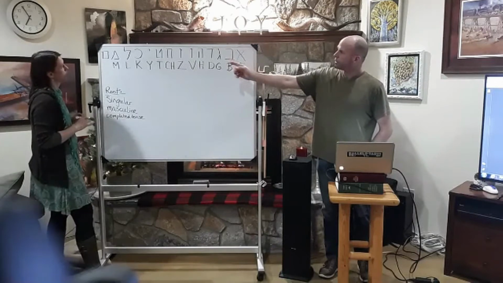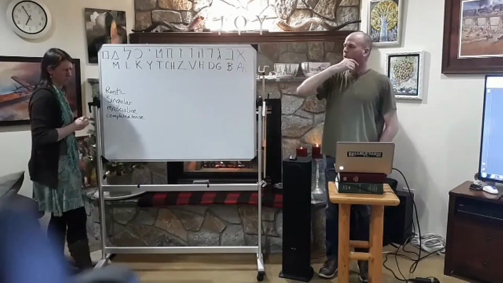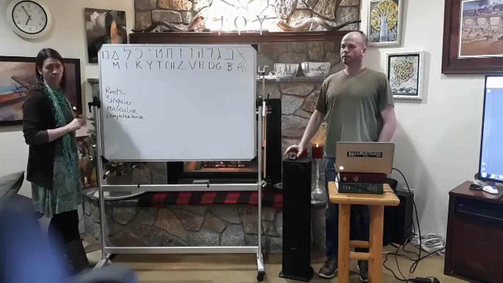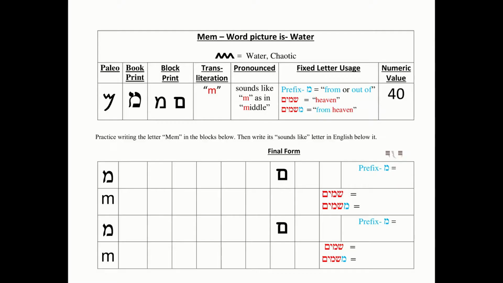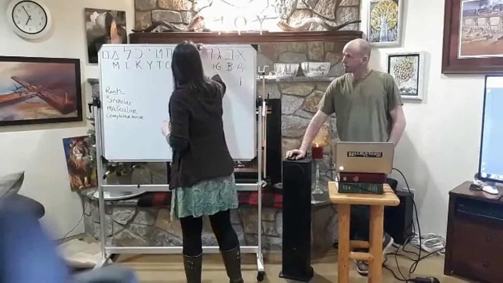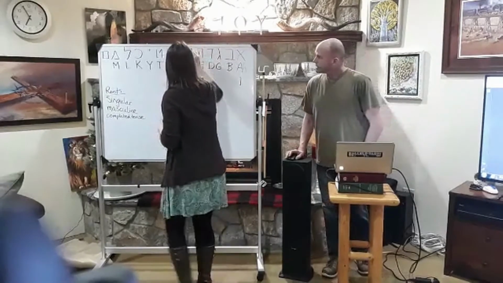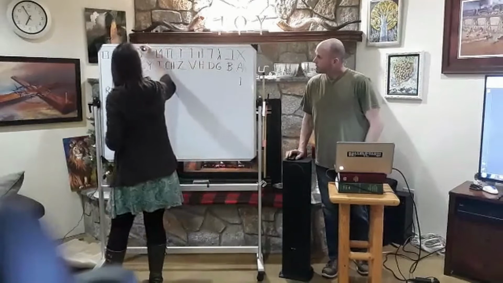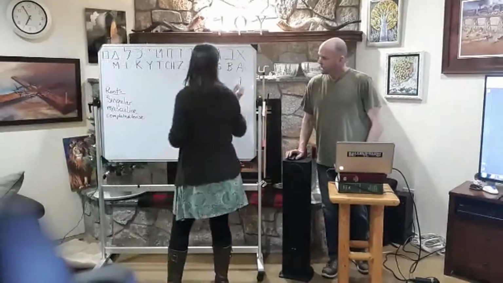Wait, what was the last letter we learned last week? It was noon. I got lamed, mem, noon. No, it was vav. He said it was 6 letters last week. Well, the vav was week 1, and then 5, 6, and then 8. So that was week 1. 1, 2, 3, 4, 5, 6, 7, 8. So it is noon.